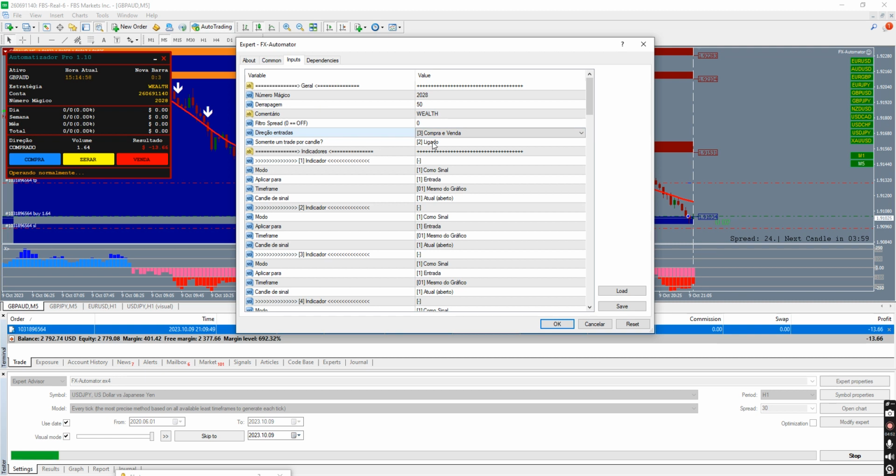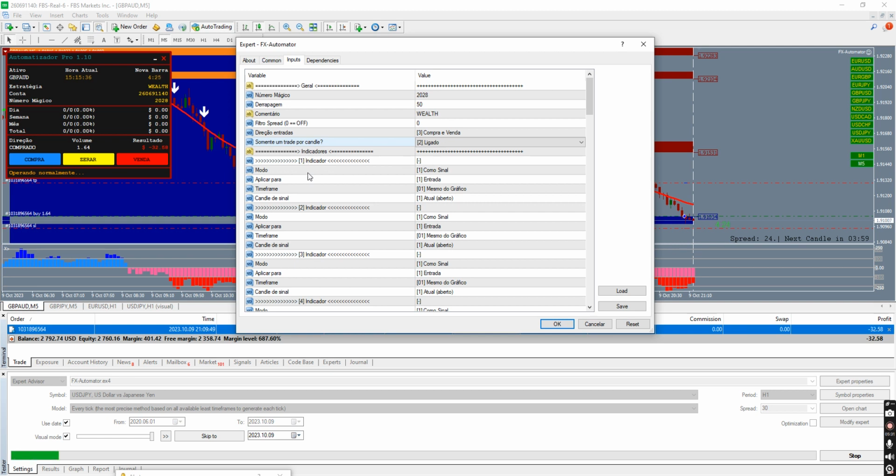Now if you choose only one trade per candle, that means it's not going to open another trade. If you put it like this, it's going to trade based on one trade per candle. If not, it might open many trades. After this, you come down to indicators. Do you want to use a custom indicator? The reason I keep it empty is because I wanted to trade manually. So when you want to trade manually, you don't need to put any indicator here.